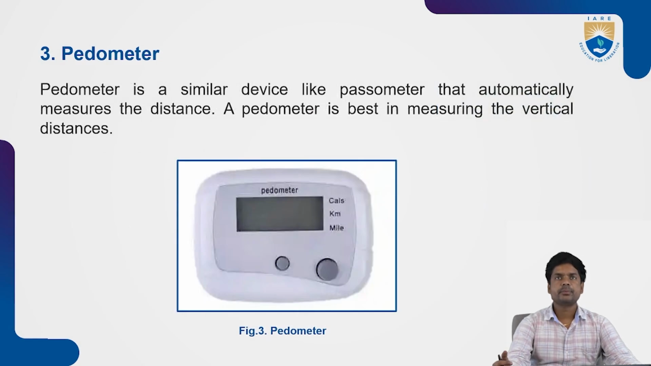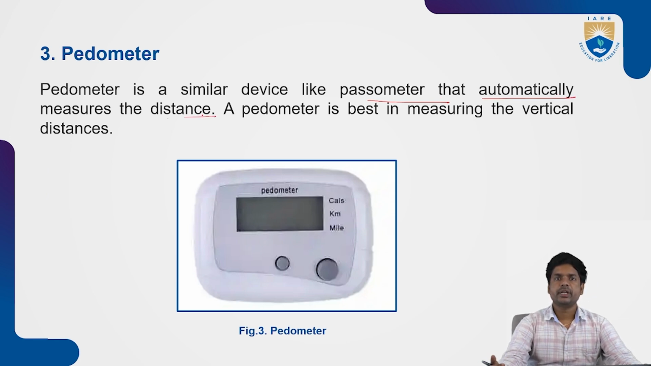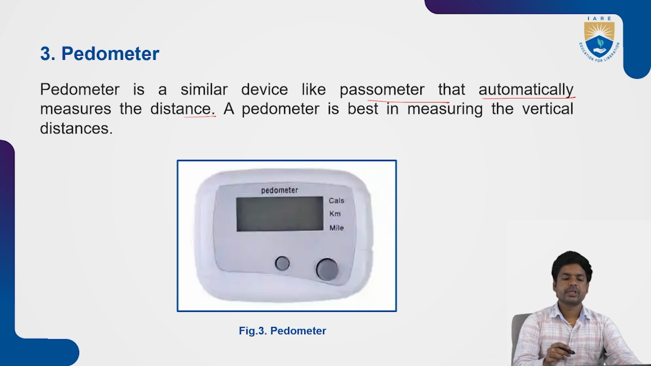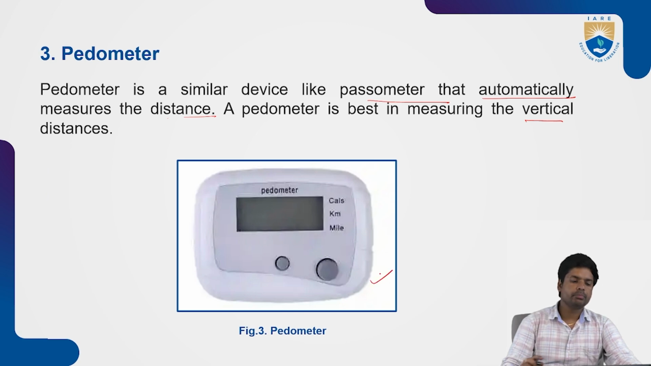Next instrument is pedometer. So pedometer is a similar device like passometer that automatically measures the distance. So it is also the same as passometer. It is also going to measure the distances between the 2 points. A pedometer is best in measuring the vertical distances. Compared to the passometer, this pedometer has some advantage in measuring the vertical distances. So here you can see the pedometer.